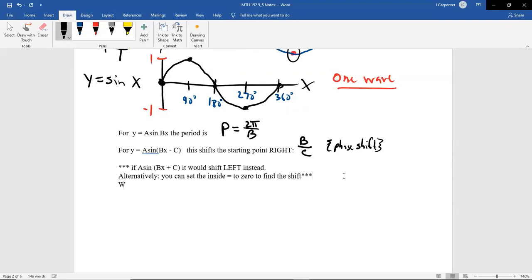All right, so with the amplitude, which is A, period, and the shift, you then need to find the 5 critical points to graph. So I said that we're going to boil all of these sine and cosine graphs down to 5 points. Now the sine points and the cosine points are different.